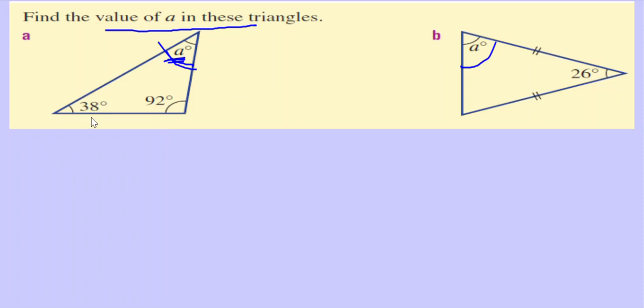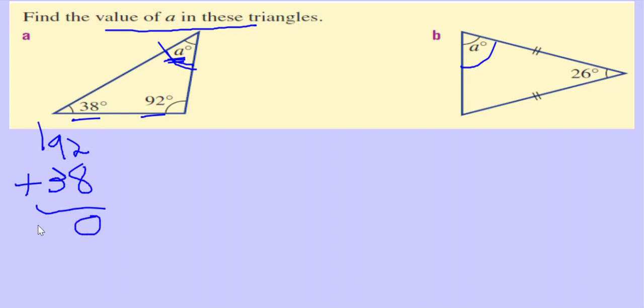So what I'm going to do first is add up these two angles: my 92 and my 38. I'm going to add those together. 8 and 2 is 10, carry the 1, that's a big 1. 9, 10, that's 13. So 130 degrees.